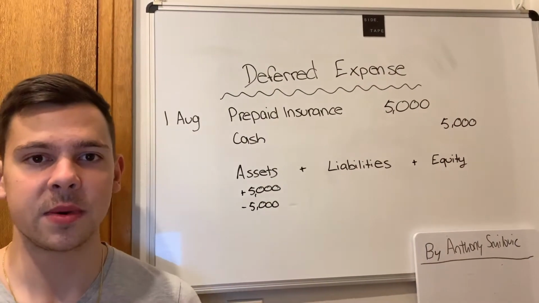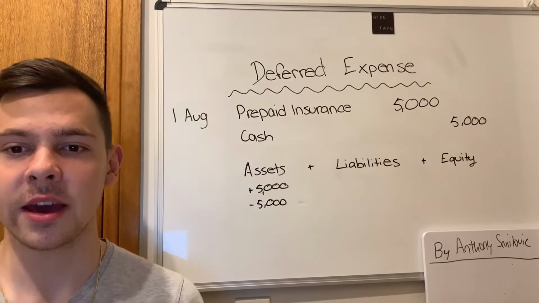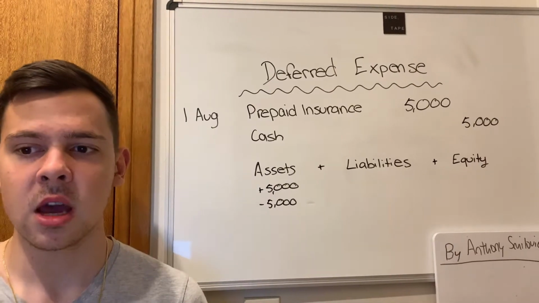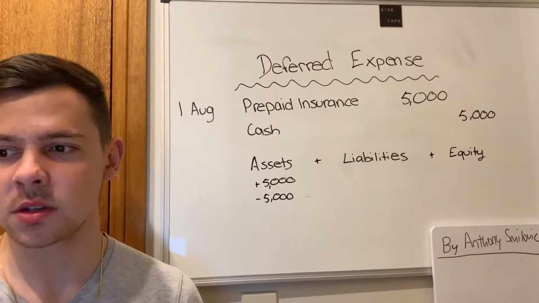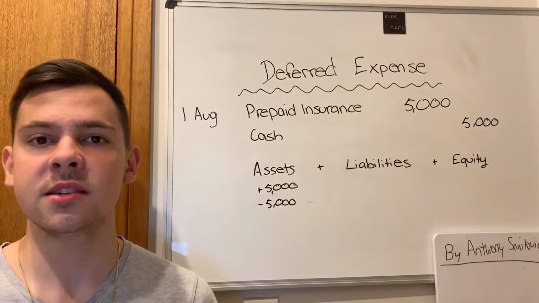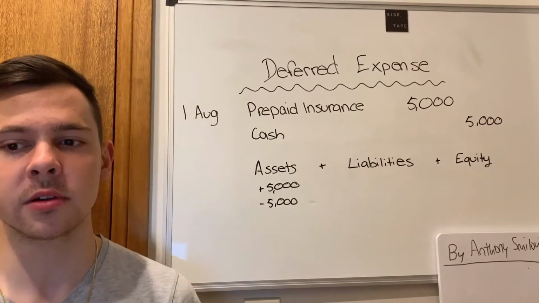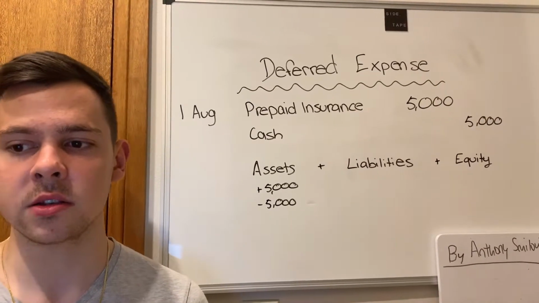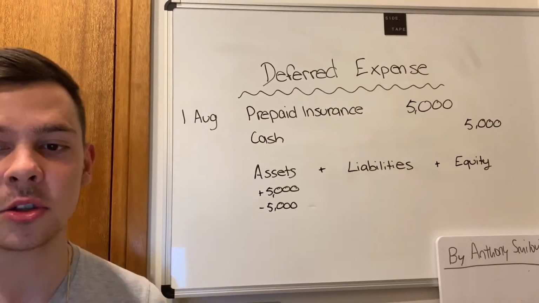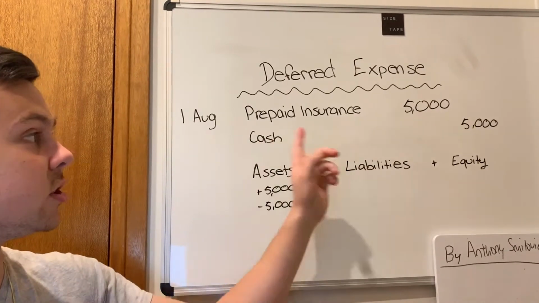Next is deferred expense. Sometimes a company may pay cash before they incur an expense. A prime example is insurance. To illustrate this example, we can suggest a company on the 1st of August purchases a 12-month insurance policy for $5,000. This will increase prepaid insurance while decreasing the cash account.